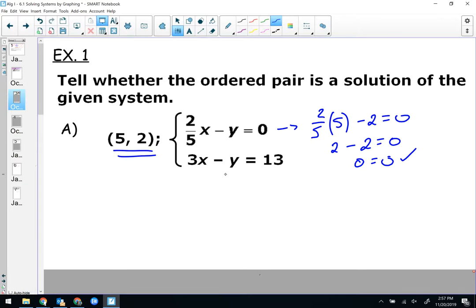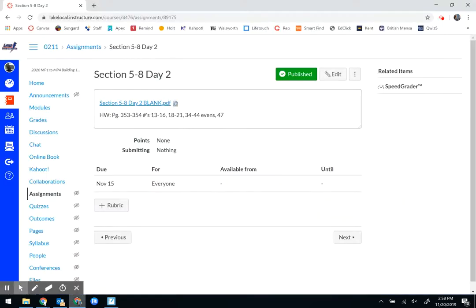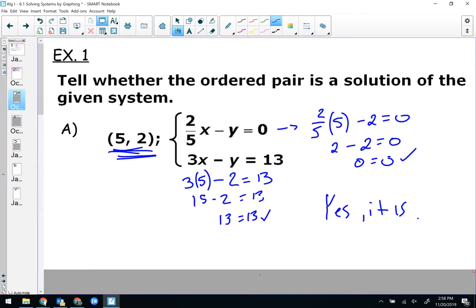But is it a solution to the second equation? Let's check. 3 times 5 minus 2. Is that indeed 13? 15 minus 2 is 13. That checks out. So is (5, 2) the solution? Yes, it is.